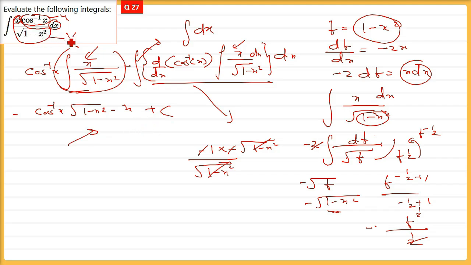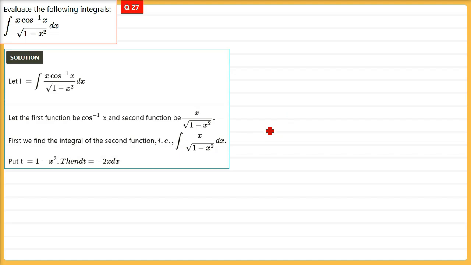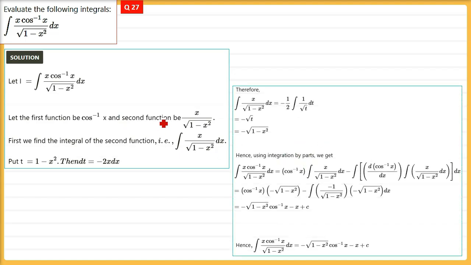So the question seems to be typical, but once you are in practice and you understand what to be taken as the first function and what needs to be taken as the second function, it will be quite easier for us. This is the way you have to do. Please remember, differentiation will be this: dt by negative 2 will be equal to x dx.